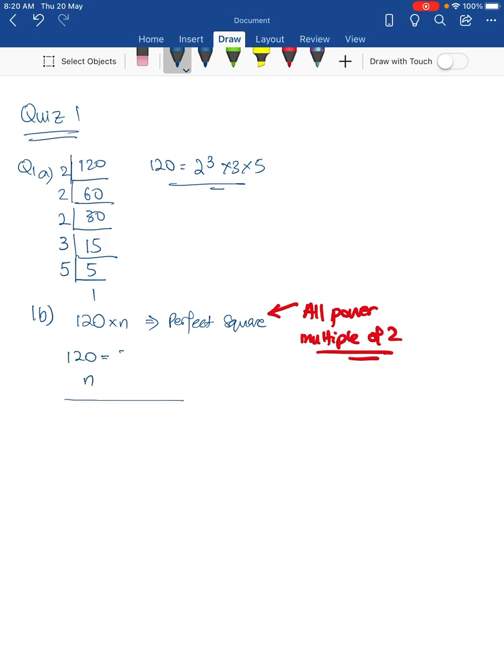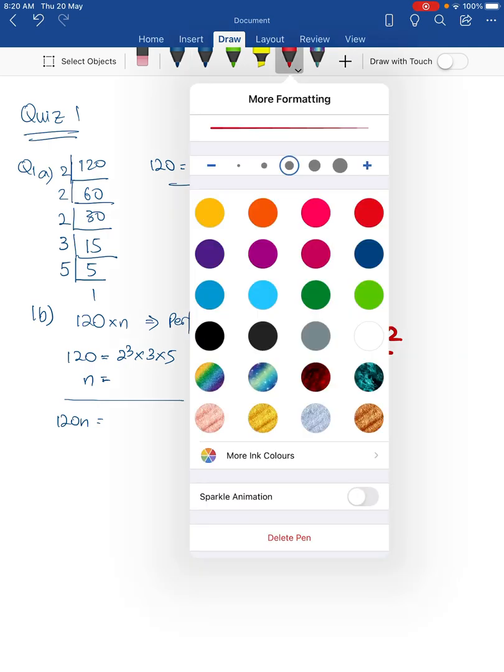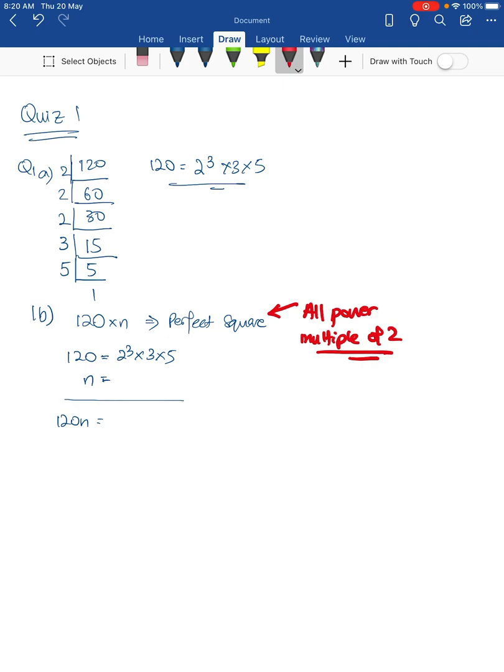So 120 is 2 to the power of 3, 3 and a 5. I need to multiply by n so that my 120n is a perfect square. Now I'm going to write down the perfect square condition. The power should be an even power, so it should be 2 to the power of 4. Likewise, this must be 3 to the power of 2, and this must be 5 to the power of 2. So from 2 to the power of 3 to 2 to the power of 4, I need to multiply by 2. For 3 to 3 squared, I need to multiply by 3. For 5 to 5 squared, I need to multiply by 5. So this would be my answer.